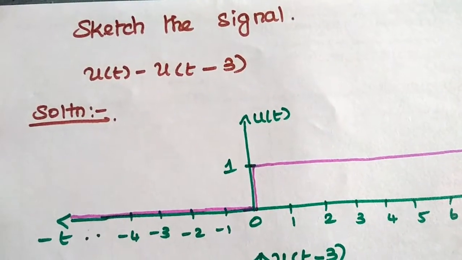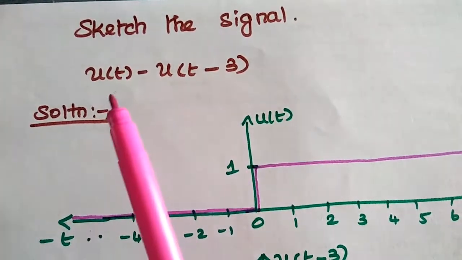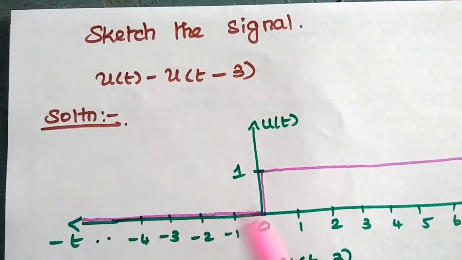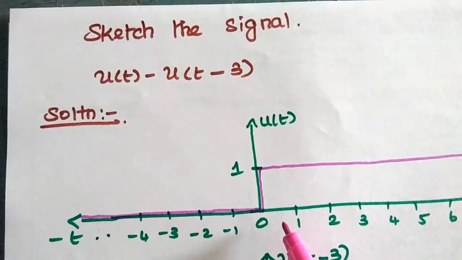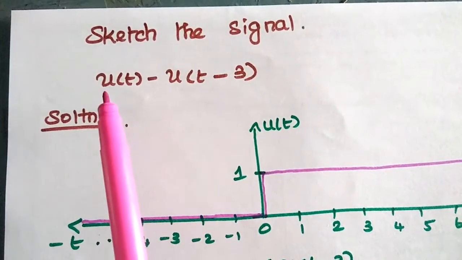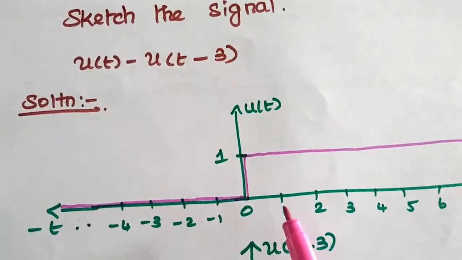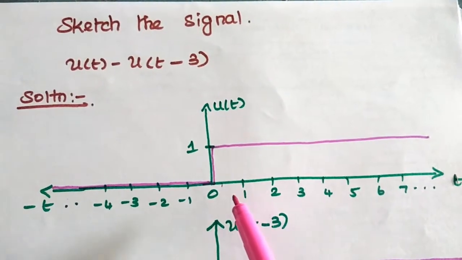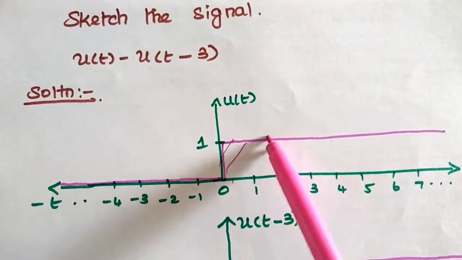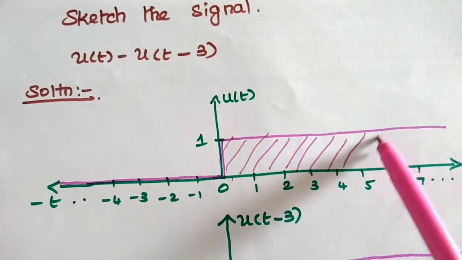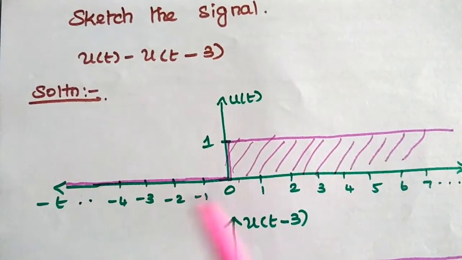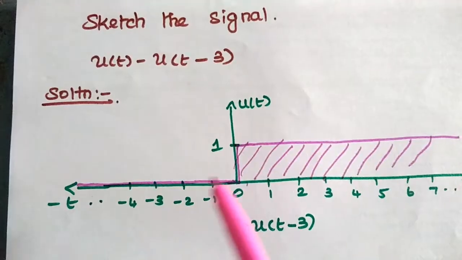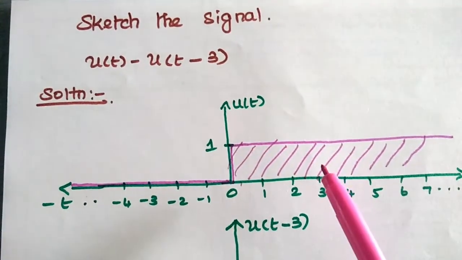Next, we are going to sketch the given signal u of t minus u of t minus 3. The first step is to draw the general form of u of t. What is the first signal? U of t. So we have to draw the u of t signal. Whenever t is greater than or equal to 0, it has the value 1. So this is the u of t. Whenever time is less than 0, there is no value, that is, it has only 0 values. This is the general diagram of u of t.